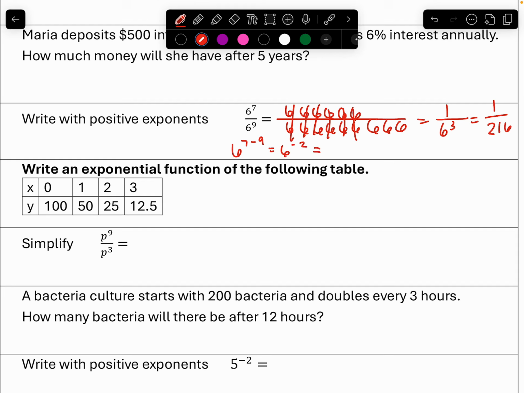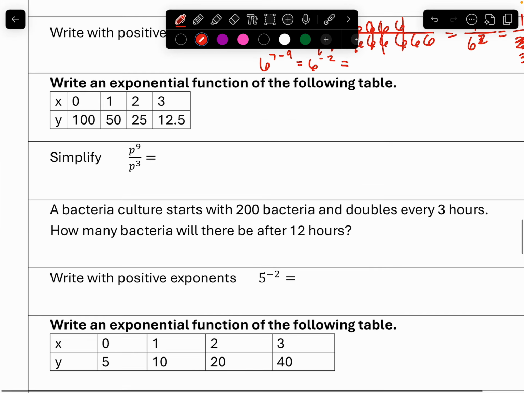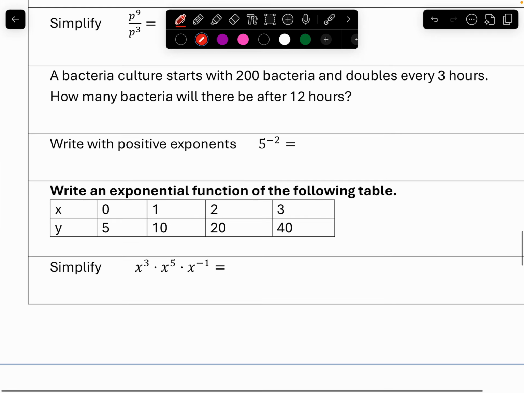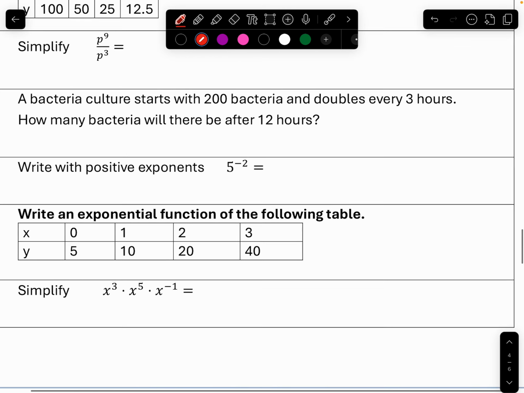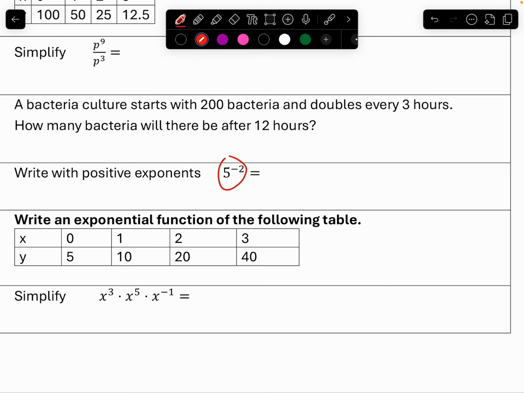Oh shoot, hold on, I missed one. 1, 2, 3, 4, 5, 6, 7. Okay. Should be 6 squared, 1 over 36. Okay. I think that's pretty much it. This one, put a 1 in the front. 1 times 5 to the -2. 1 over 5 squared, which is 1 over 25.